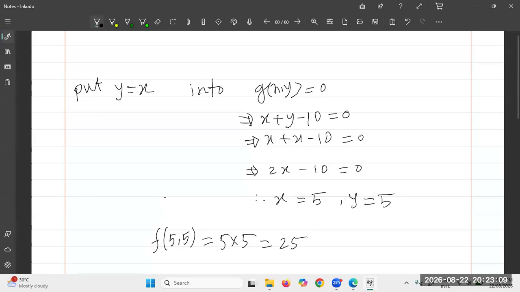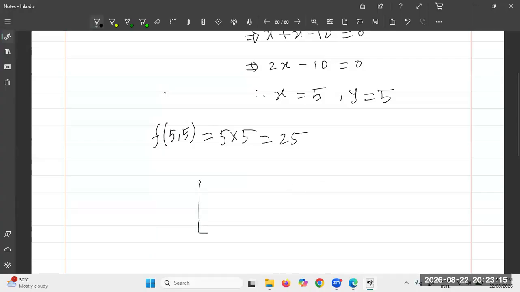The geometric meaning of this problem is, we have a rectangle where the length is 5 and the width is also 5. The perimeter is 20 and the area of this rectangle is 25. So this is the maximum possible area we can get when our perimeter is 20. That is, we need to choose our length and breadth equal. In that case, we can maximize the area under the given restriction of the perimeter. So I think this is clear, right?